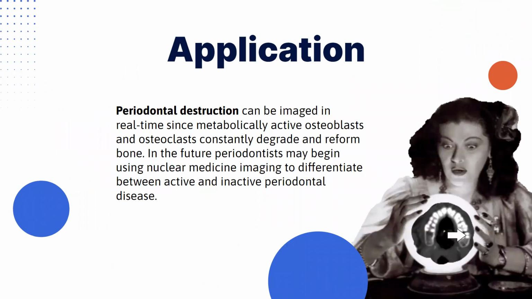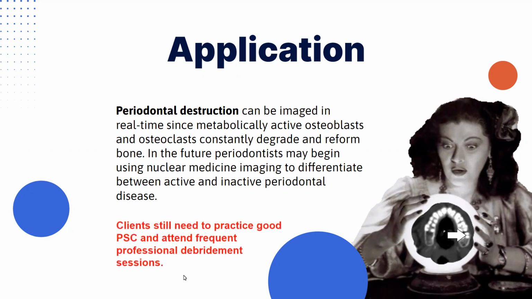Periodontal destruction can be imaged in real time since metabolically active osteoblasts and osteoclasts constantly degrade and reform in the bone. In the future, periodontists may begin using nuclear medicine imaging to differentiate between active and inactive periodontal disease. However, why do you believe that this is not used more by periodontists today? Much like PCR testing, knowing if periodontal disease is active or inactive does not change the treatment. Clients still need to practice good personal self-care and attend frequent professional debridement sessions.